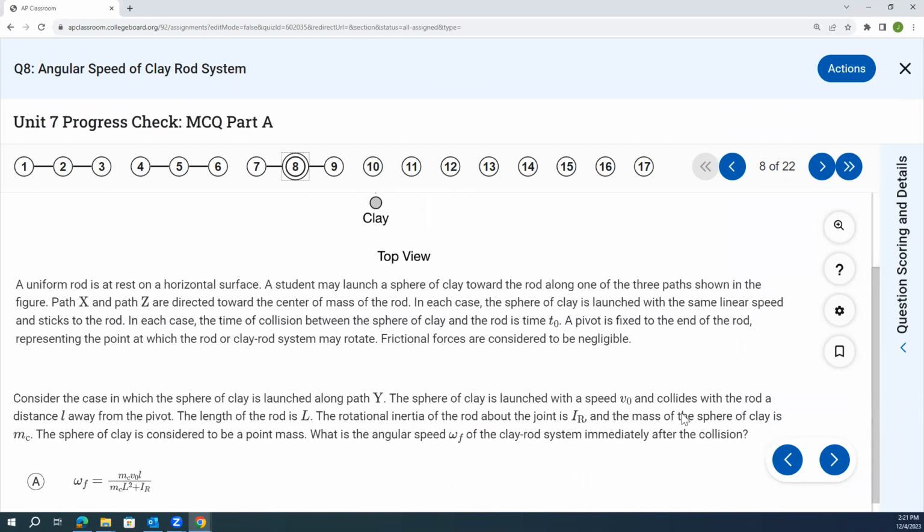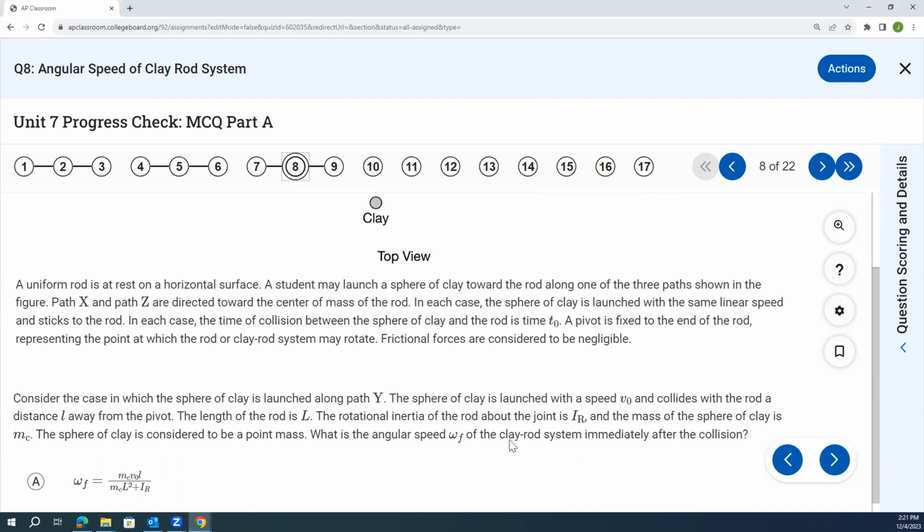A sphere of clay is launched and collides with the rod at distance lowercase l. The length of the rod is capital L. The rotational inertia of the rod is I sub r, and the mass of the sphere of clay is m sub c. The sphere of clay is considered to be a point mass.